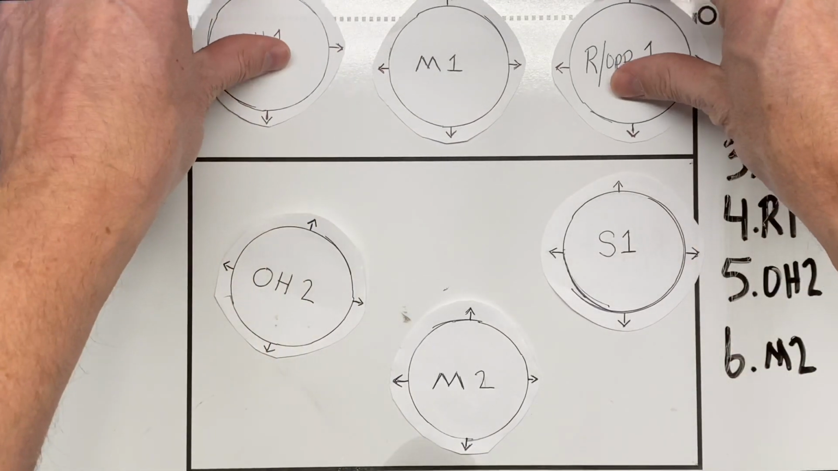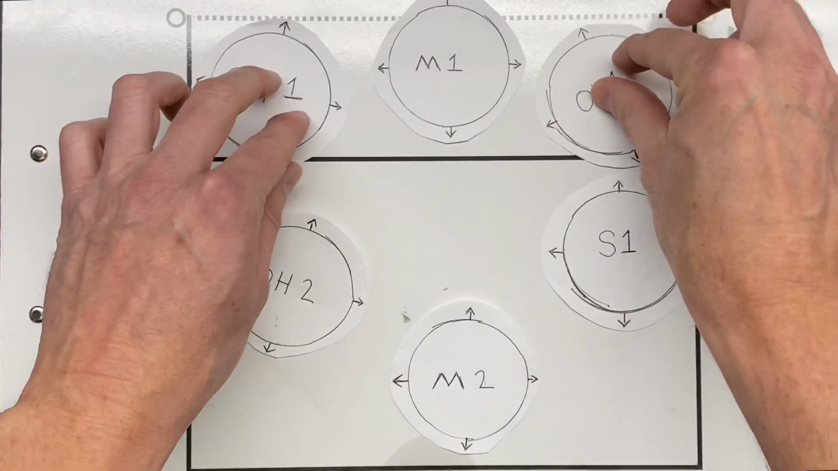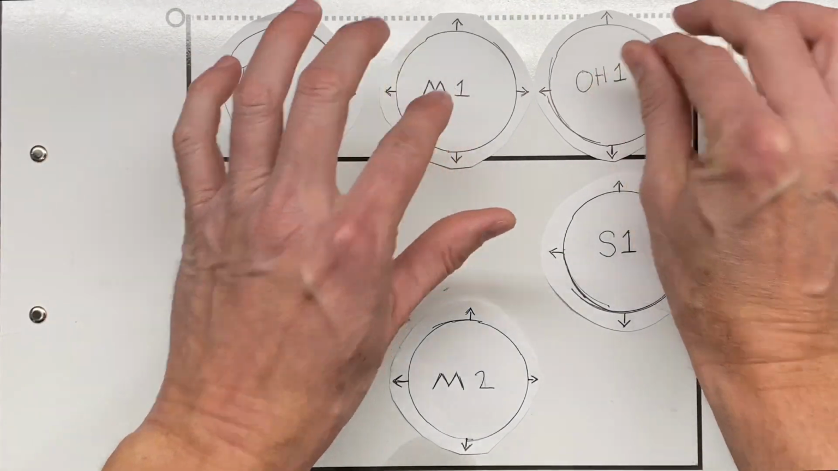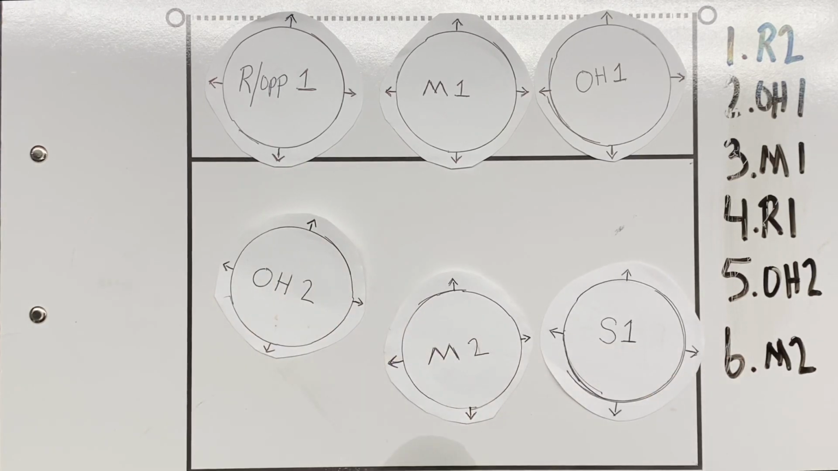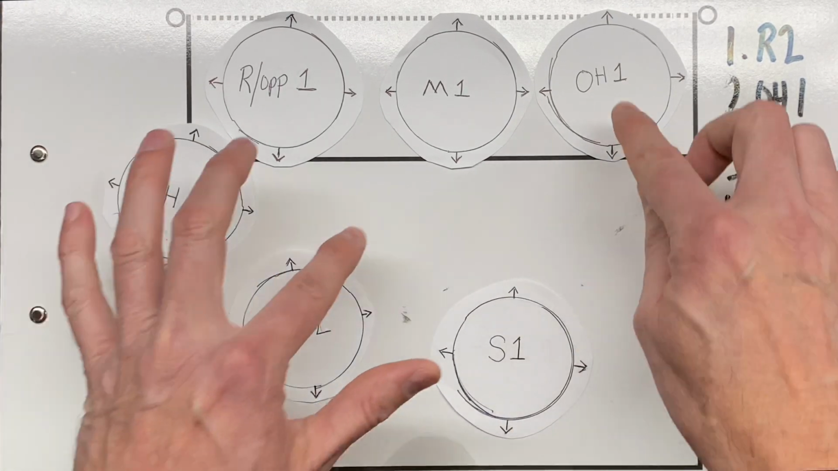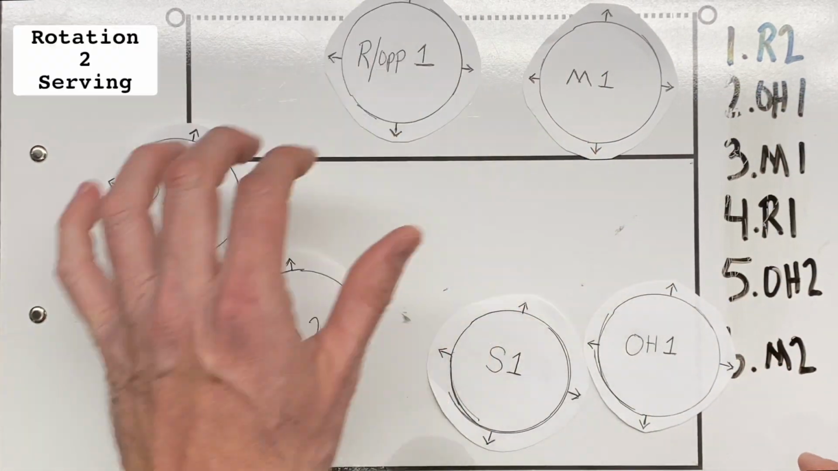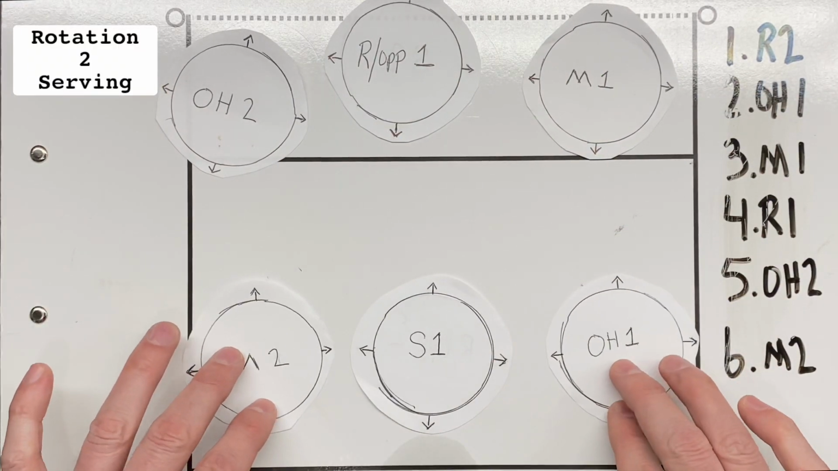We need to get back into our rotation order, so our lineup order, which would be right here. So we win the ball again, so now we all have to rotate. So we're going to come back. Okay.